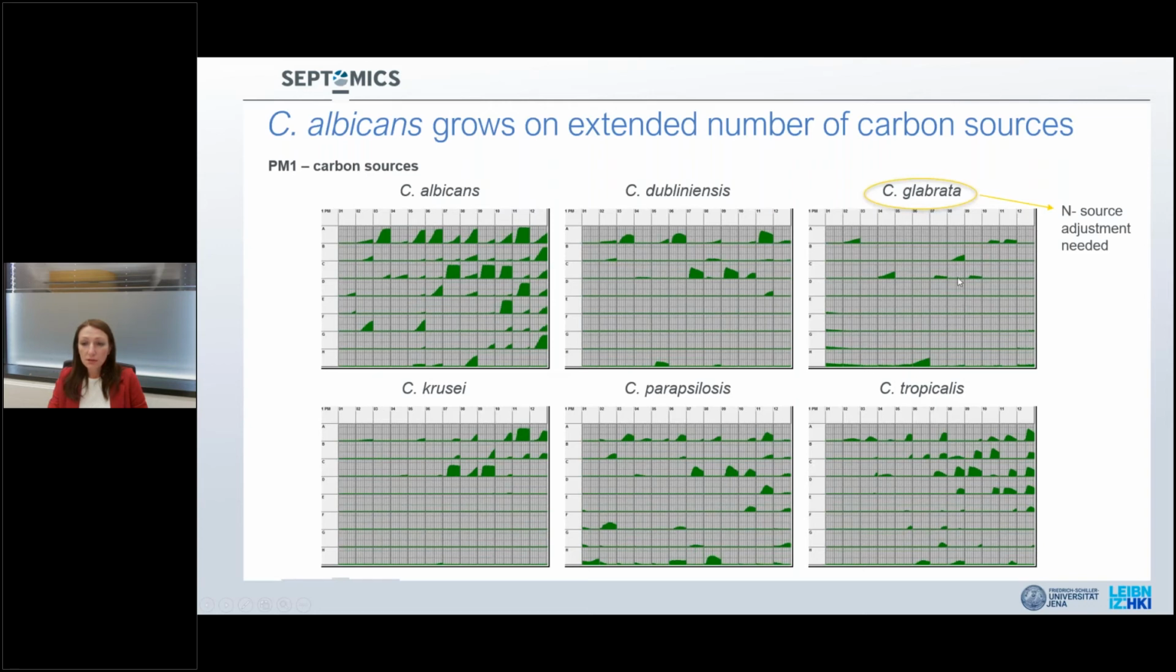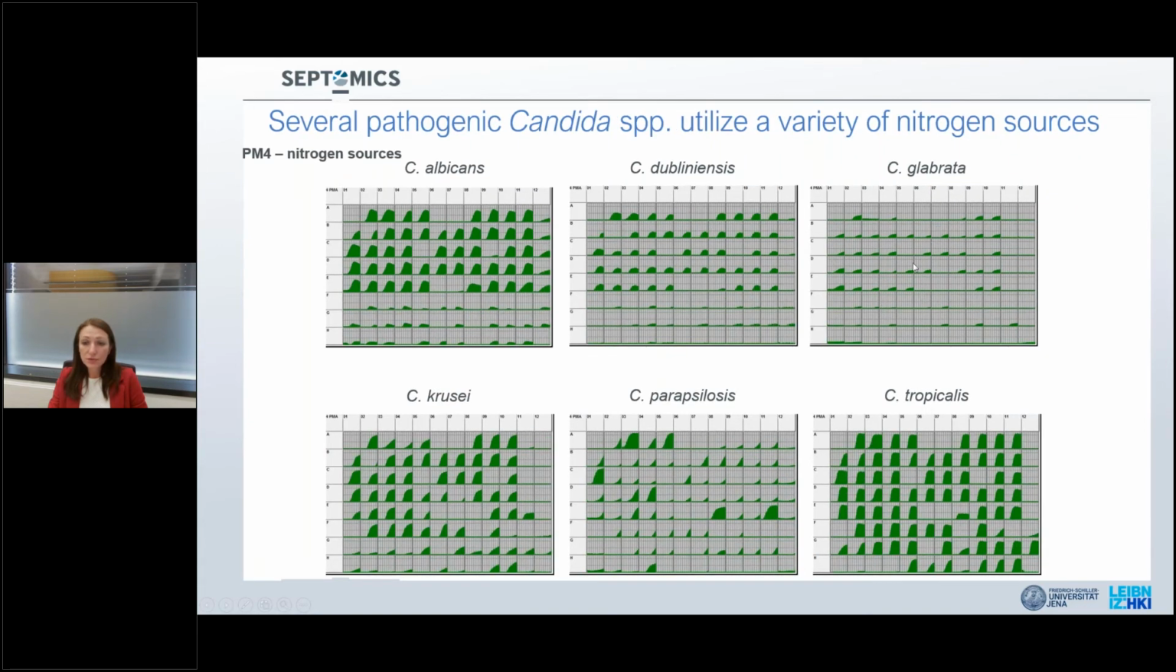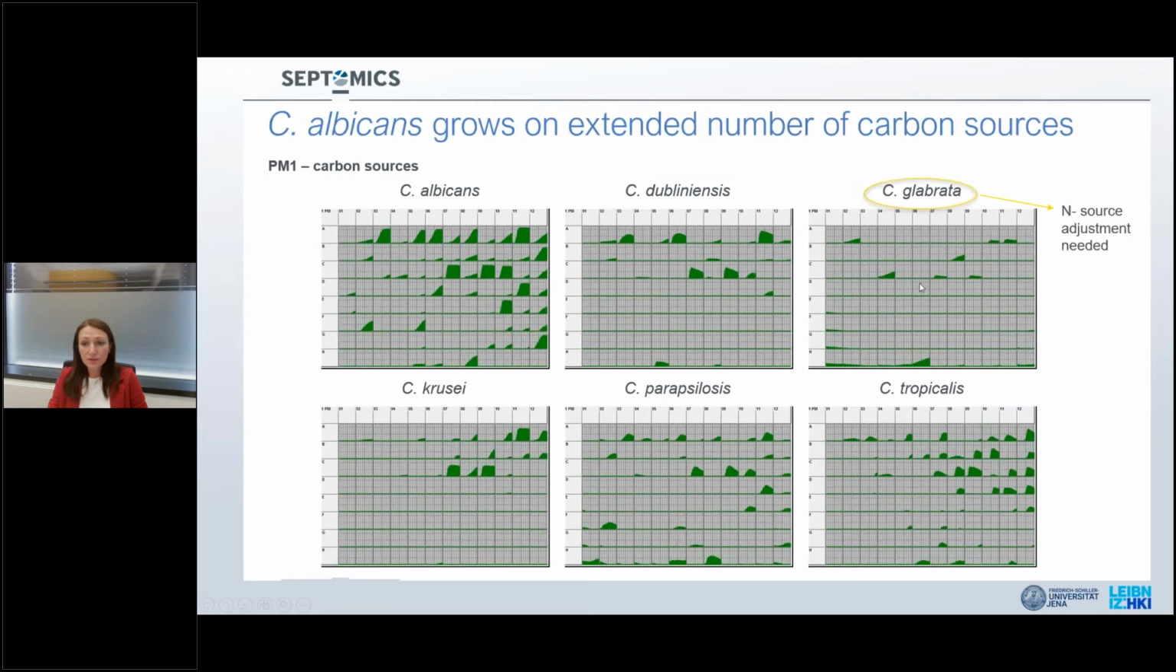This is because here the nitrogen source is glutamine, and Candida glabrata, as you can see from here now, does not utilize glutamine very well. And so for these reasons, we need to adjust the nitrogen source that is applied to the carbon source plates. For example, ammonium sulfate will be an excellent candidate that should provide universal growth for all the different Candida species.